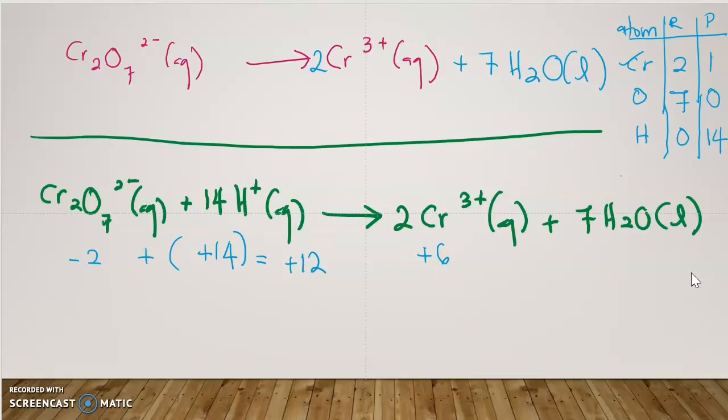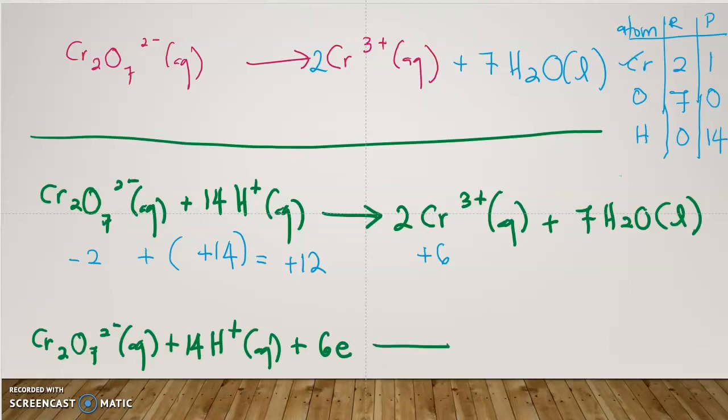So I will rewrite the equation: Cr2O7 chromate plus 14H+. As I mentioned previously, we need to add another 6 electron since electron gives a negative charge. So positive 12 minus 6 become positive 6. 2Cr3+ plus 7H2O liquid. Right?